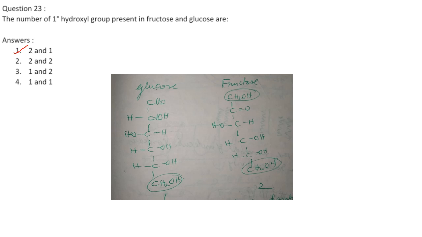Then next one, the number of primary hydroxyl groups present in fructose and glucose. So this is in the case of glucose, this is the primary hydroxyl group, and in fructose there are 2 primary hydroxyl groups, this one and this one. So answer will be 1 and 2. Okay, fructose and glucose they have asked, so 2 and 1. Answer is option A.